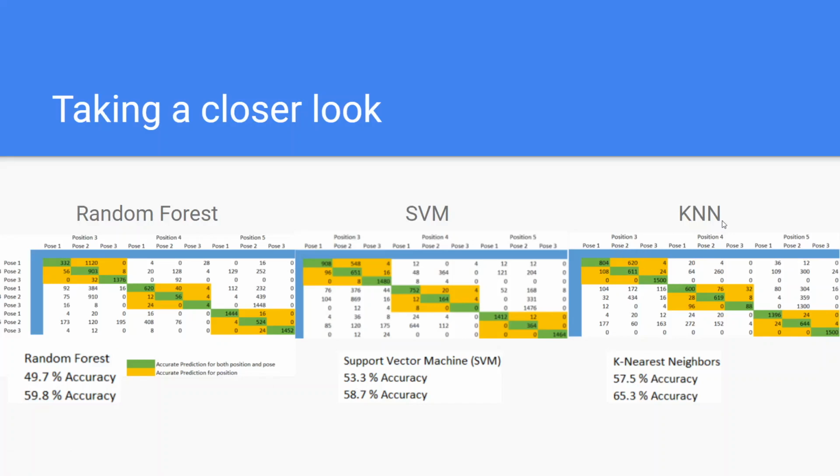Here we can see k-nearest neighbors wins out at 57.5%, and 65.3% for only the location based. Looking at position 3 and pose 3 and position 5 and pose 3, we can see that all of the values are accurately predicted and there were no mispredictions. This is very promising.